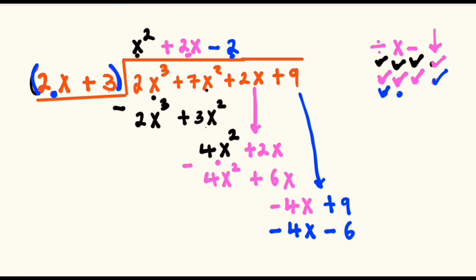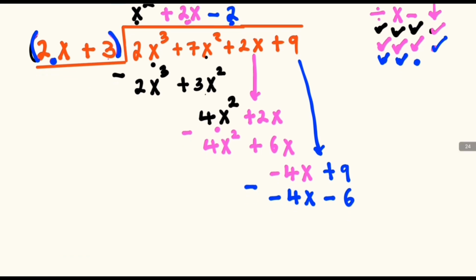So we have multiplied, and now we minus. So negative 4x minus 4x will be equal to 0, and the 9 minus 6 will be equal to positive 15. So there is nothing to drop down, so we are done with the minusing. So the remainder will be equal to the 15. So our remainder is equal to 15.